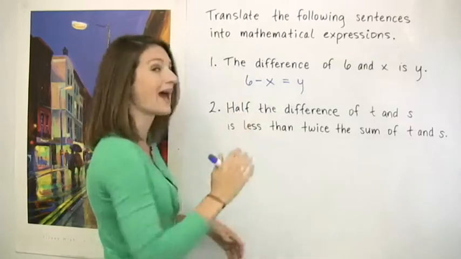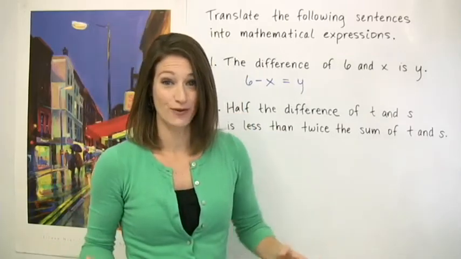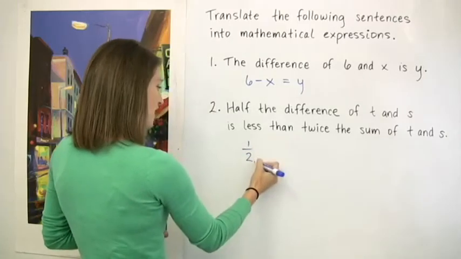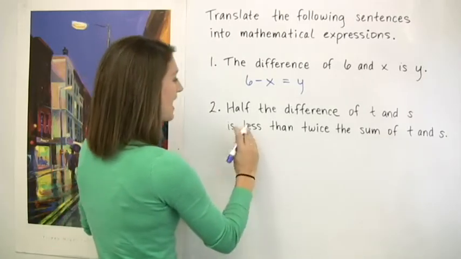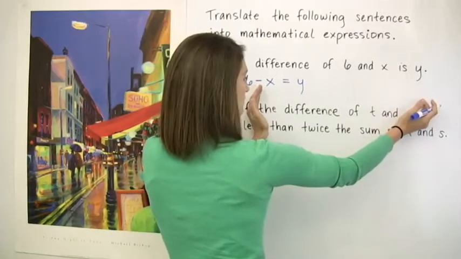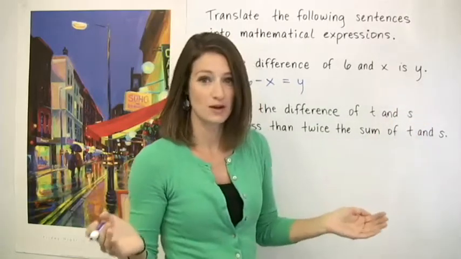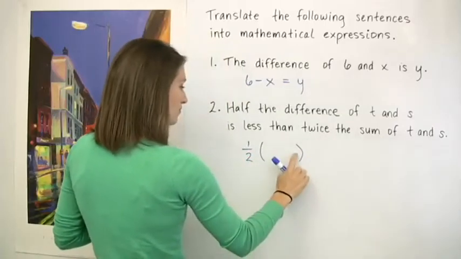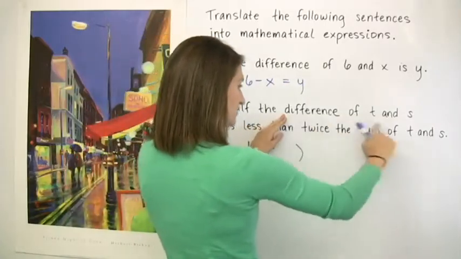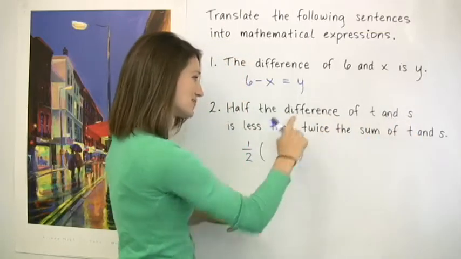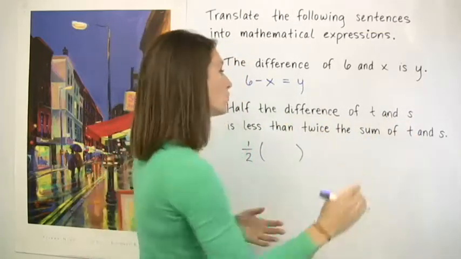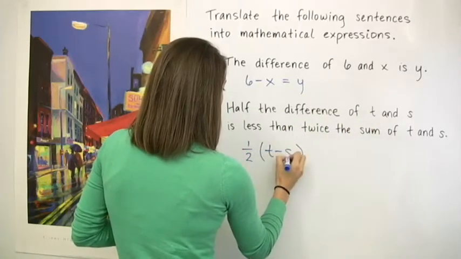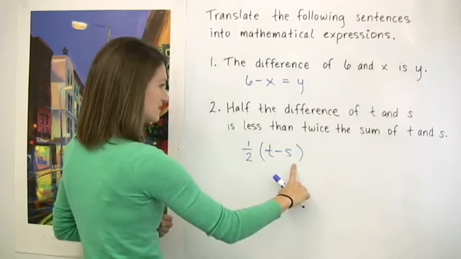Looking at this first word, half, we're going to translate that into a fraction and write 1 over 2. Now this fraction here is we're taking half of this quantity, the difference of t and s. So that means that we're going to put some parentheses into our expression. And inside our parentheses, we're going to write the difference of t and s. Now difference again represents subtraction, so we're going to subtract t and s. So t minus s is our expression inside these parentheses.